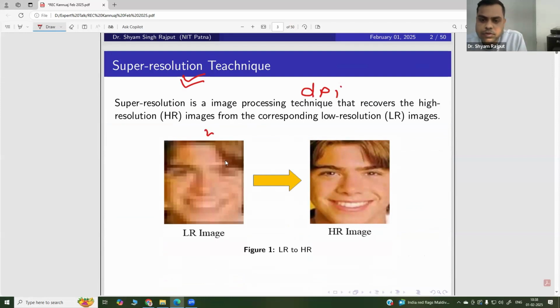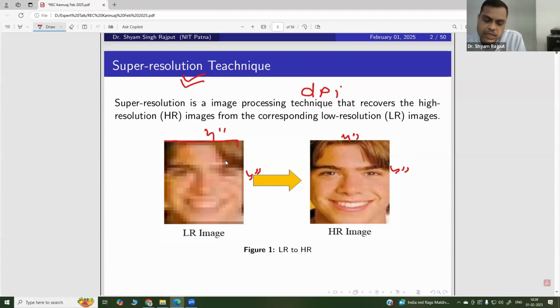suppose this is a 4 cross 4 inch dimension area or display of an electronic device. And the two images, one on the left hand side and one on the right hand side, the quality of these two images is quite different. Why is it happening? It is happening because here we have fewer pixels which we are spreading in this same area, that is the 4 cross 4.